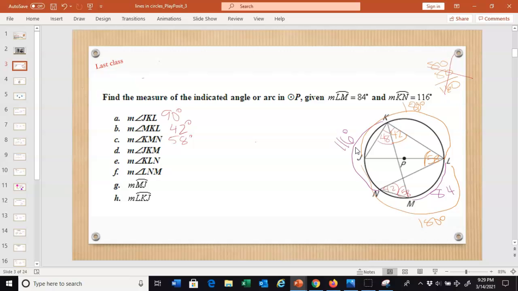All right, angle JKM. Oh, we know that one. That one's 48. KLN, we know that one. That one's 58. LNM, we know that one. That one's 42.